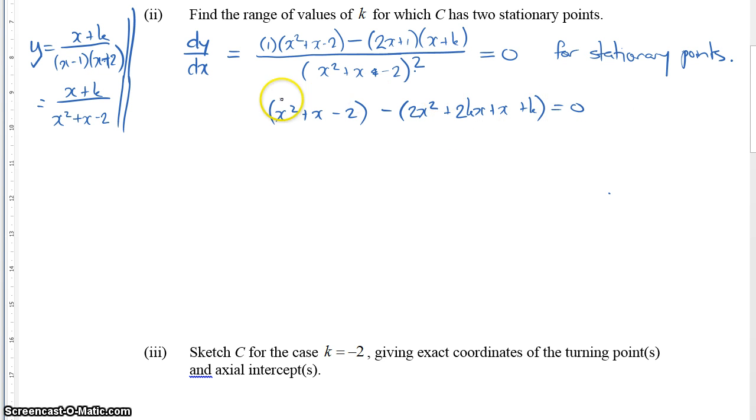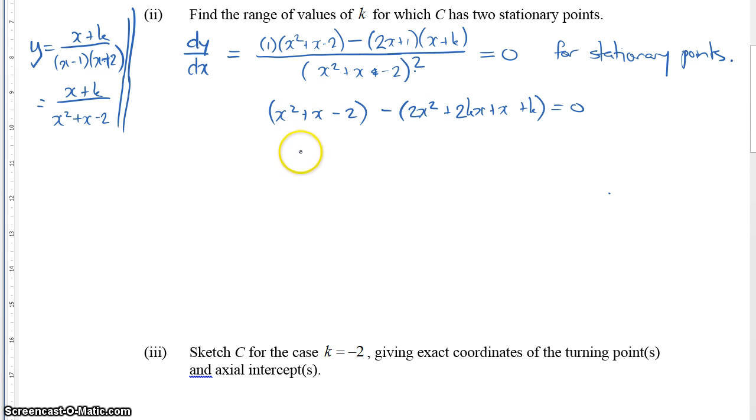Well, this now is a quadratic equation, but I know more than the fact that it's quadratic. I want to find the values of k for which it has two stationary points, i.e., I want to find the values of k for which this equation has two real roots. So we can use what we learned in Chapter 1, dealing with discriminants, to find the range of values of k for which this equation will have two real roots.